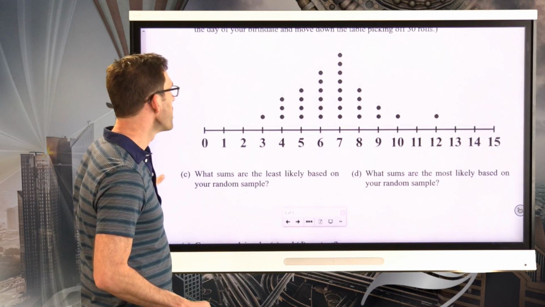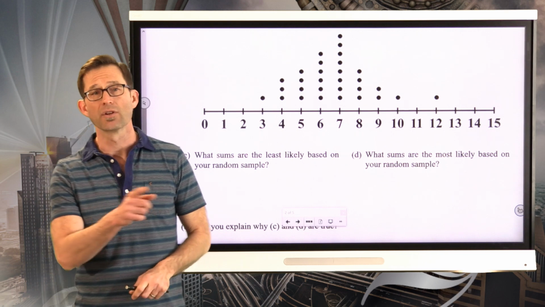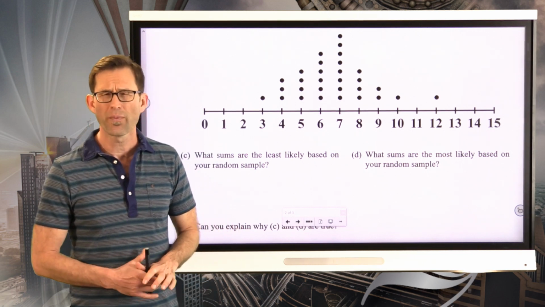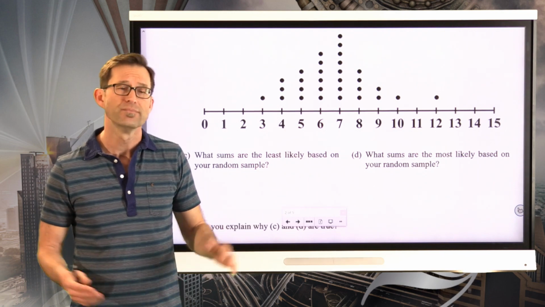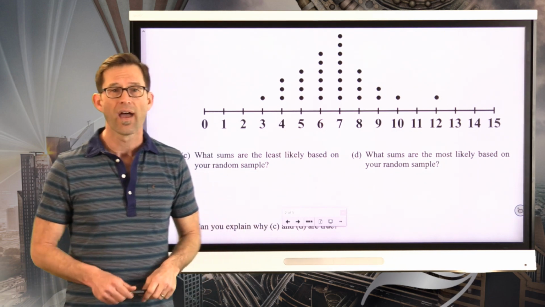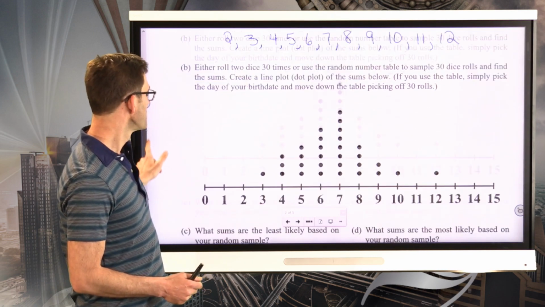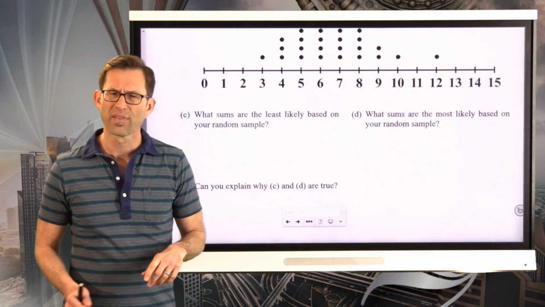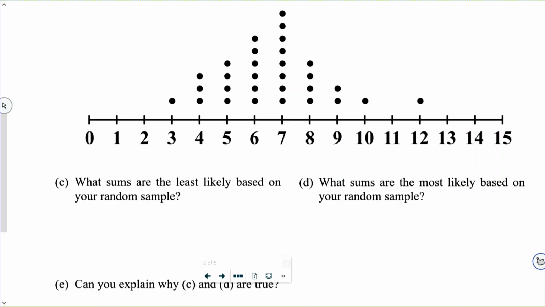So, based on my results, I'm going to answer these questions. You should answer these questions based on your results, which I'm hopeful are similar to mine. Okay? Similar. But who knows? Take a look at letter C. Sorry, I thought that should be letter B. All right, let's take a look at letter C. What sums are least likely based on your random sample?